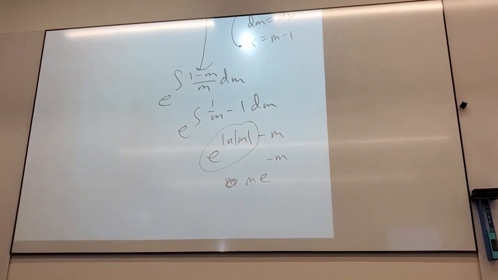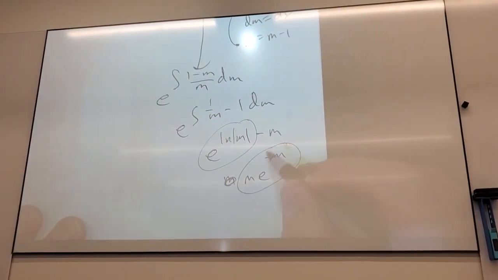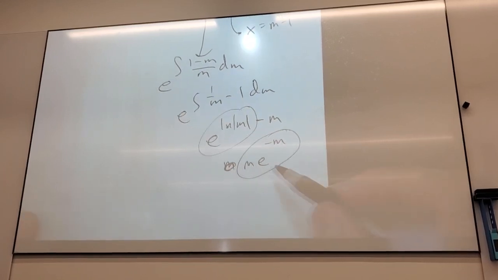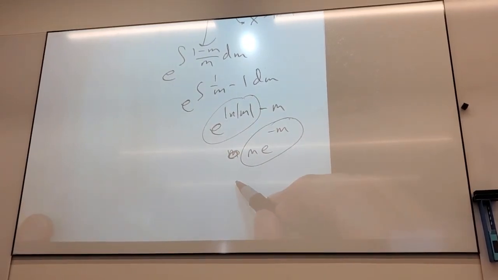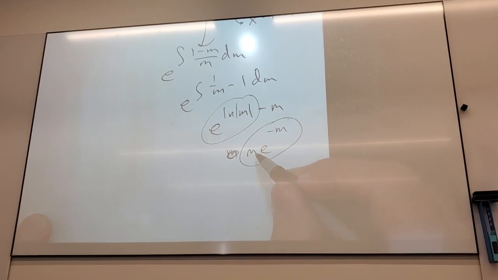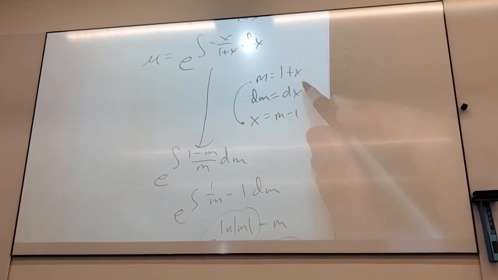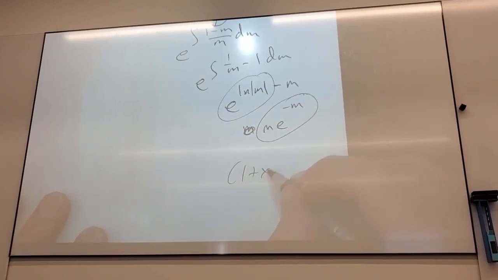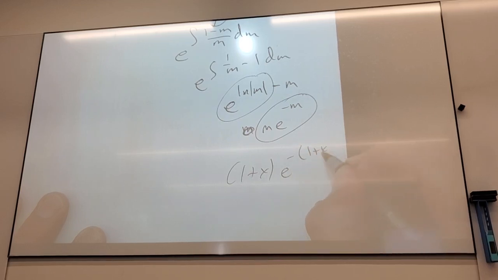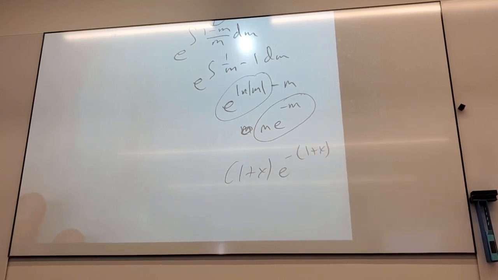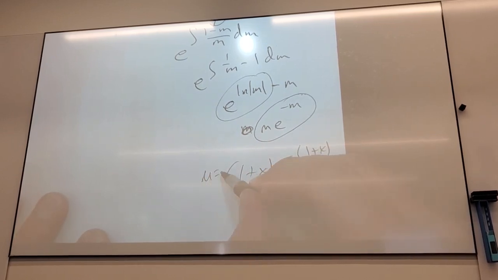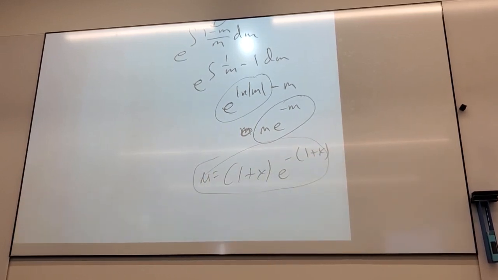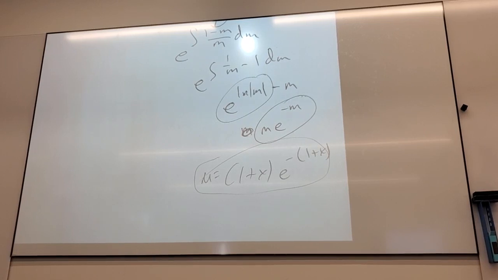Okay. What does this tell me to do? By the way, what was m? Let me bring that back, because I have to make it back to x, right? What was m? 1 plus x, right? So this is 1 plus x, e to the negative 1 plus x. So what do I do with this thing? Multiply, good, because this is the whole idea. It's the integrating factor. It's the factor I multiply by to make the integration happen.